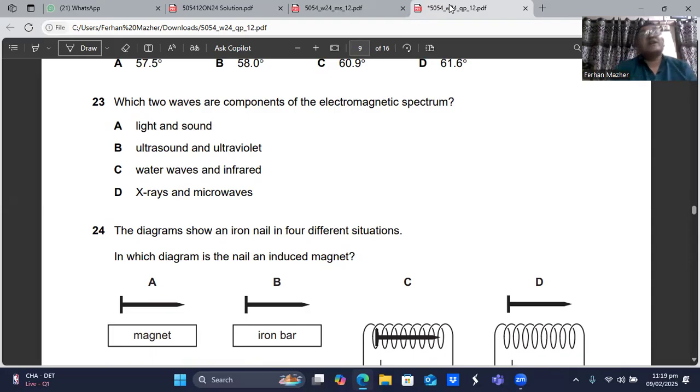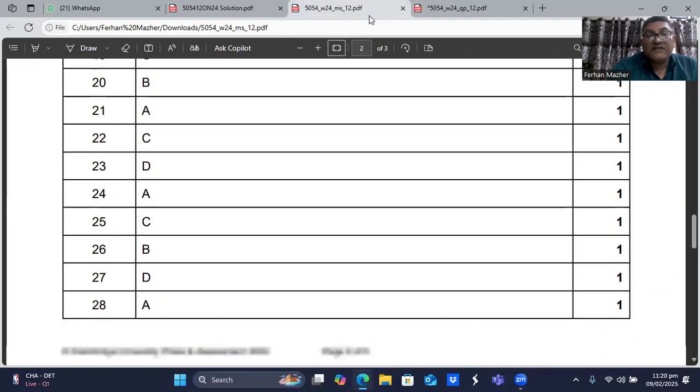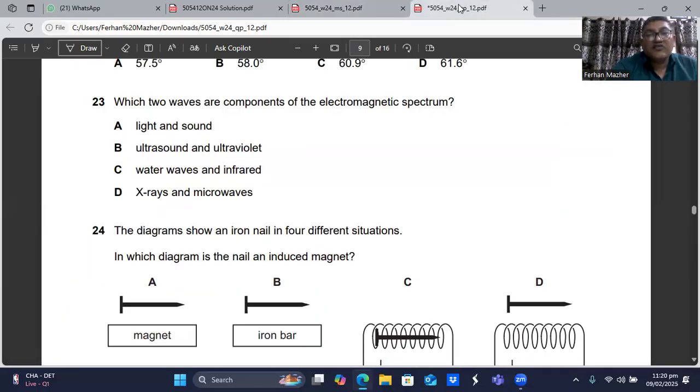You know, the electromagnetic waves are radio waves, microwaves, infrared, visible, ultraviolet, X-rays, and gamma rays. So we think D is the choice, sir. Question number 23, D is the choice, sir.